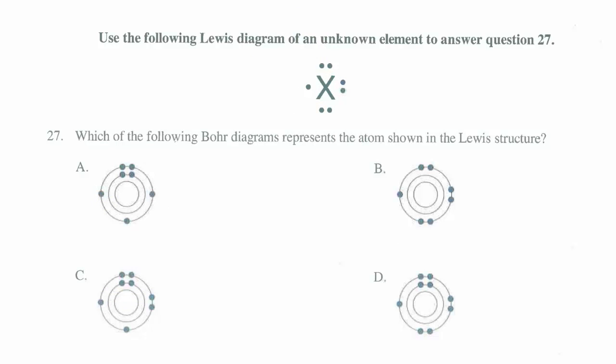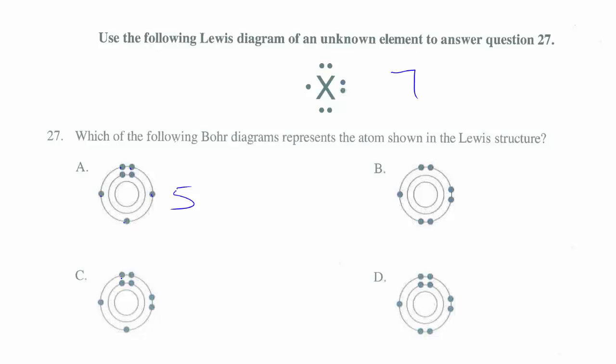Right, moving on to number 27, use the following Lewis diagram of an unknown element, X, to answer. So I'm looking at an element that has 1, 2, 3, 4, 5, 6, 7 valence electrons. So I see 7 valence electrons. If I look at my options here, which of the following Bohr diagrams represents the atom shown in the Lewis structure? If I look at just the outer shell of A, I see 1, 2, 3, 4, 5, just 5 valence electrons. So we know it cannot be A.